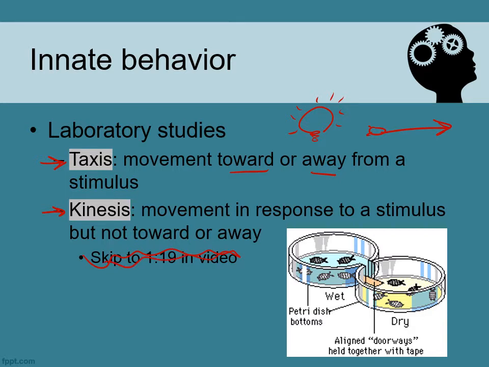So in kinesis, what's going to happen is there's going to be movement. It'll be random movement, not necessarily toward or away, but there will be a difference in the movement. For example, if I put roly-polies in a wet environment and in a dry environment, in the dry environment, they tend to just stand still. In the wet environment, they think there's food, and so they wander around a whole lot more. So the fact that there's simply more movement, not necessarily toward or away from anything, but they're just moving more, is an example of kinesis.